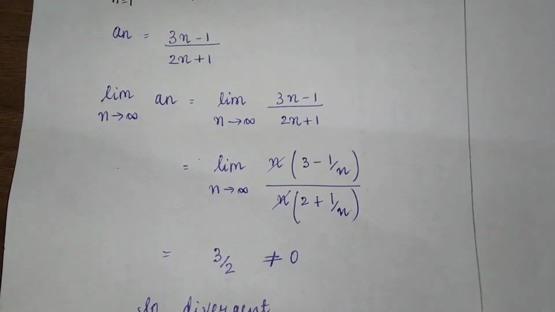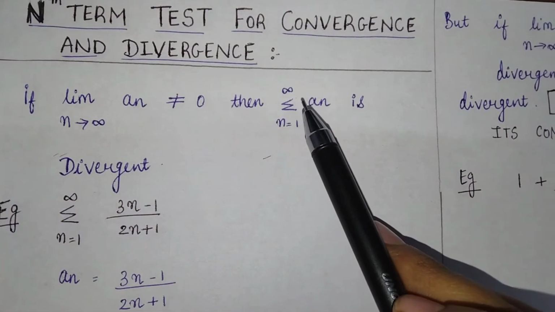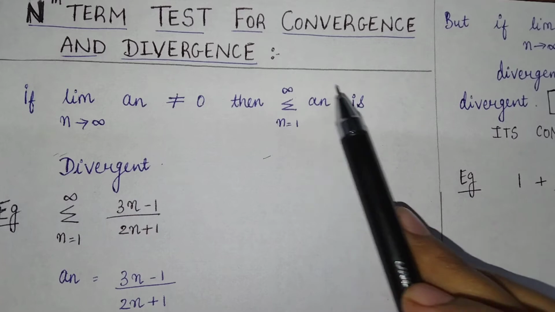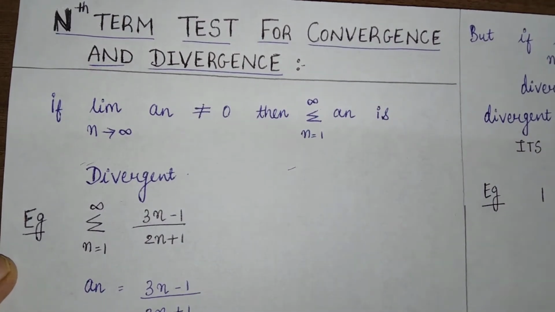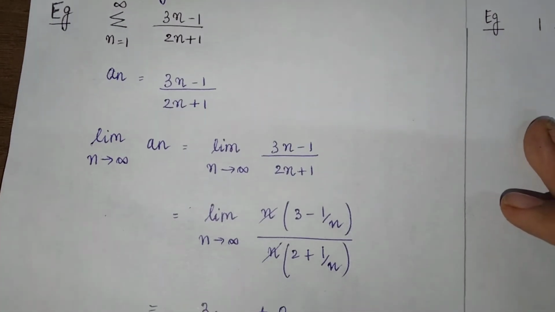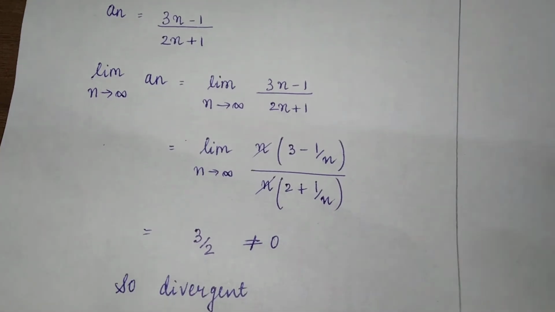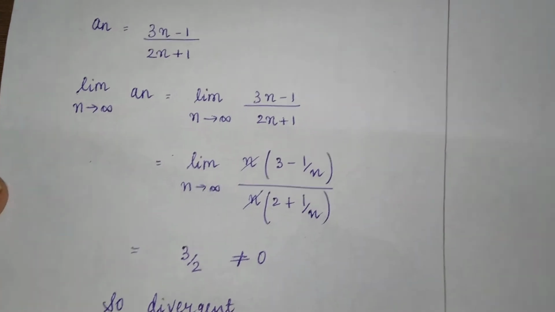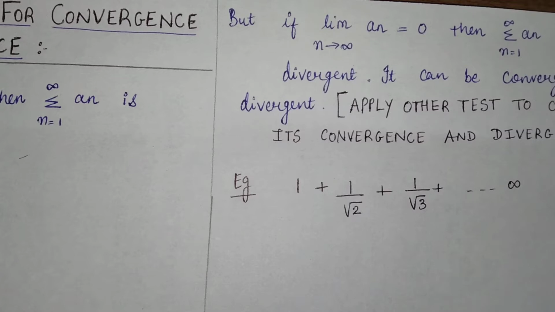So, whenever summation n equal to 1 to infinity an, if you put limit in this, and if an is not equal to 0, then such series is divergent. You can see in this example, we are getting 3 by 2 that is not equal to 0, so the answer is divergent. Now, what happens if an is equal to 0? If an is equal to 0, it doesn't mean that the series will be convergent.